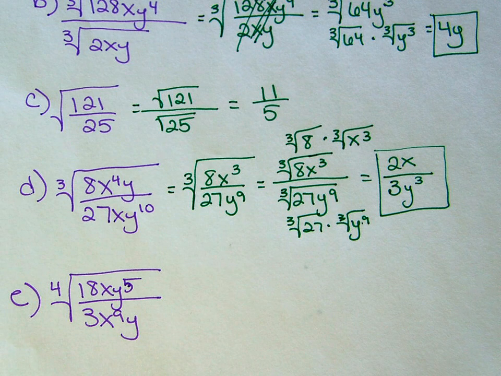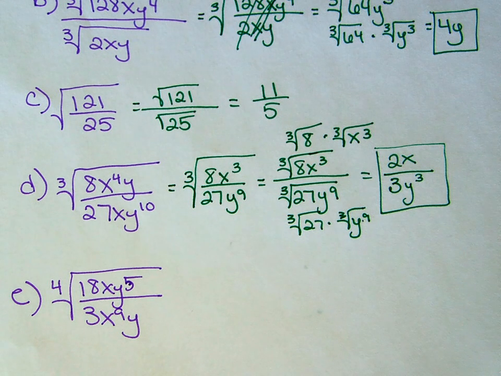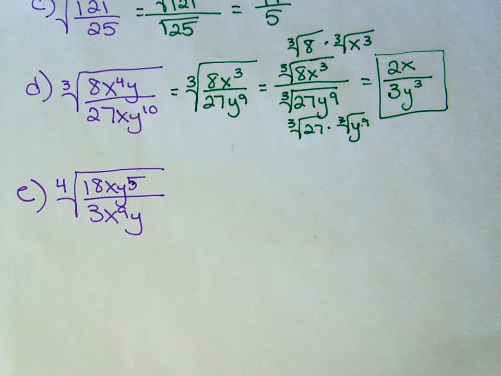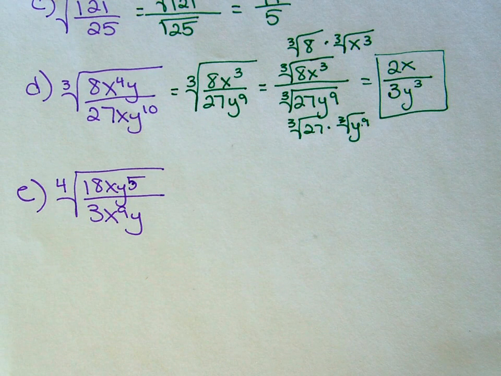All right, let's do one more. Do 1 to the 4th. We have the 4th root of 18x y to the 5th over 3x to the 9th y. Again, this is set up as one big radical to get started with, so I'm going to choose to go ahead and simplify anything and everything inside there that I can first.